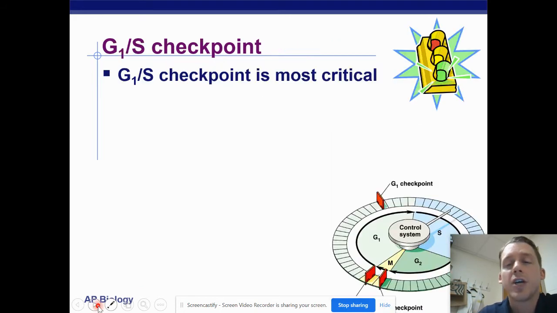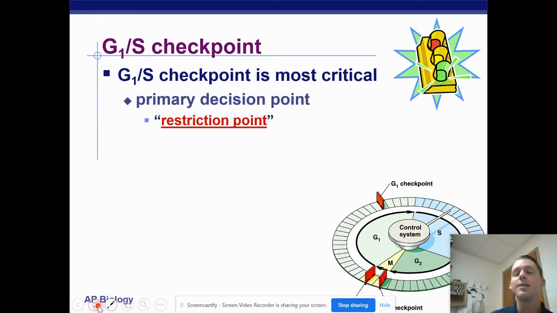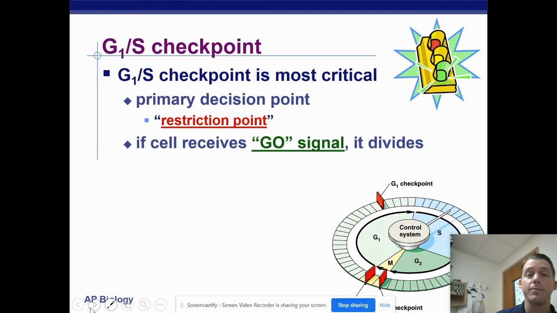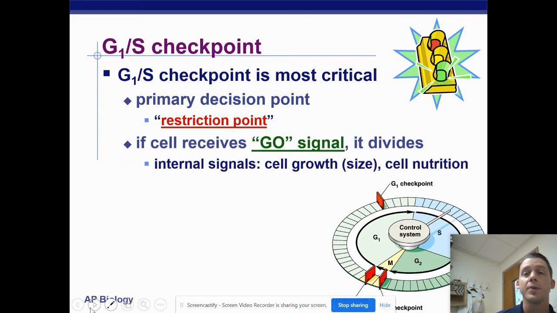The G1 checkpoint is the most critical checkpoint. This is the primary decision point because this is the main restriction point of a cell dividing. This is the main thing that's going to stop a cell from moving on and dividing. Typically, if a cell receives a go signal here, everything else is going to go normally. So this is the main way that things can go wrong.